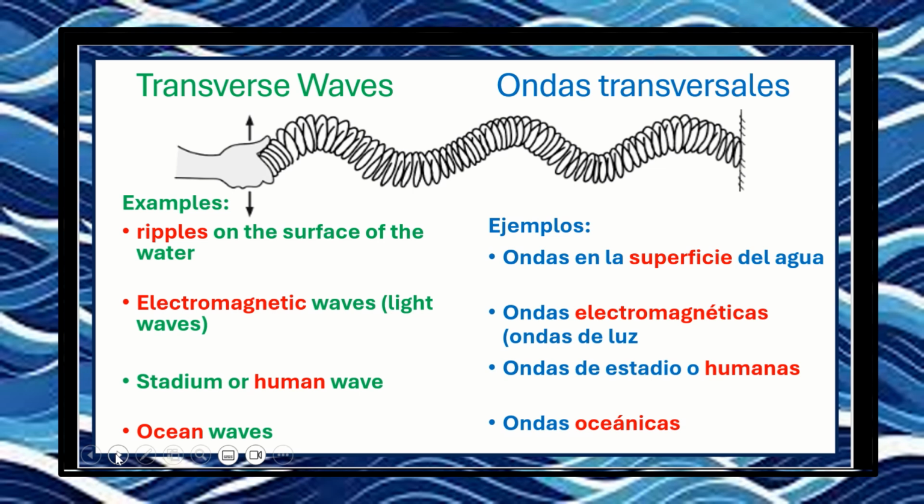All right, some examples of transverse waves will be ripples on the surface of the water. They will be electromagnetic waves, light waves. Or have you ever been to a sporting event where everybody stands up and raises their hands and goes, woo, and then you see this wave of people go around the stadium? That's an example of a transverse wave, and what I mean by a stadium or human wave. And then ocean waves are also types of transverse waves.